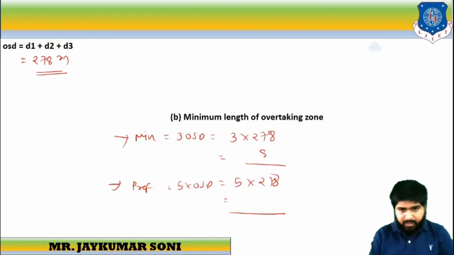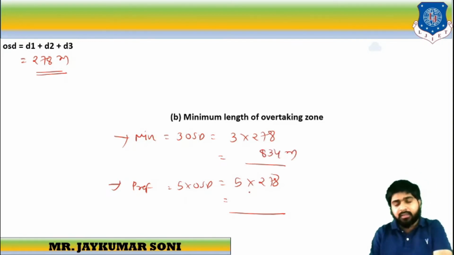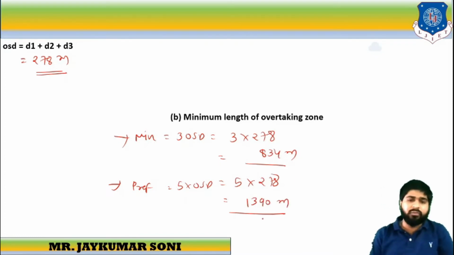Okay, so this is 834 meters and this is 1390 meters. It means it should be in the range of this, and this is the most desirable value as per IRC.